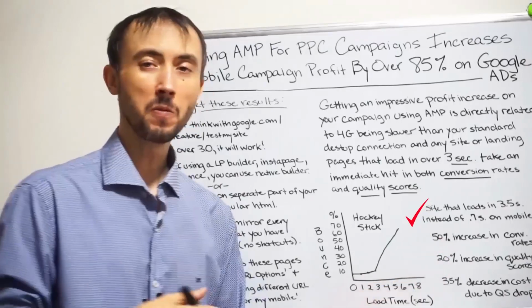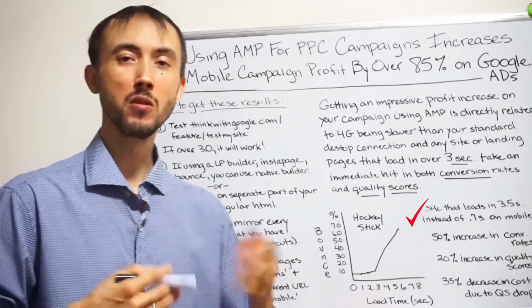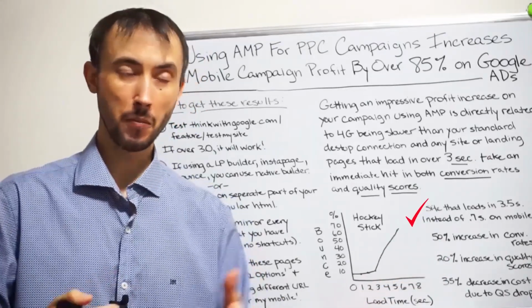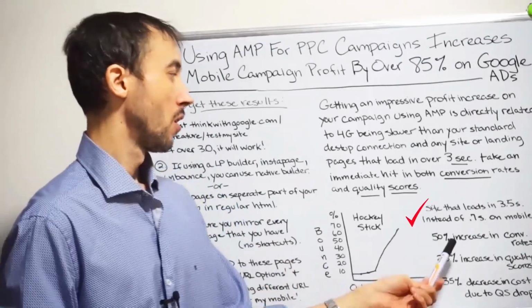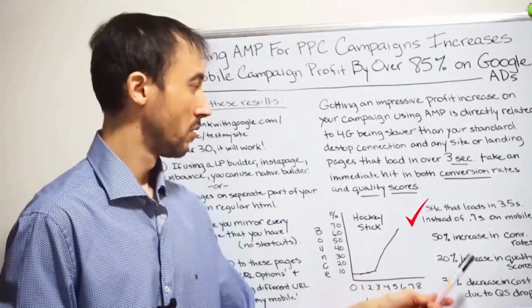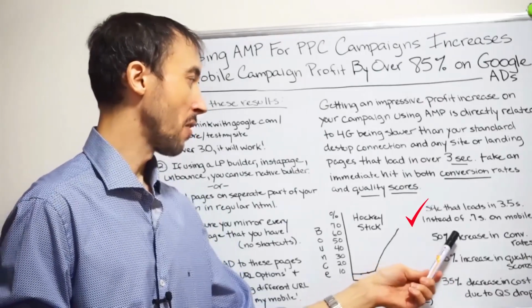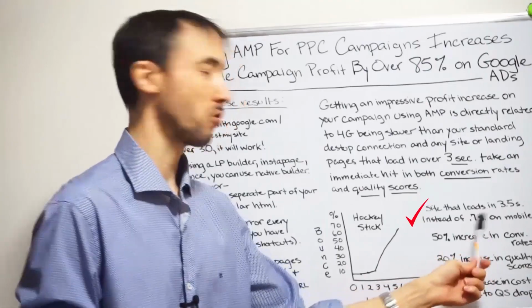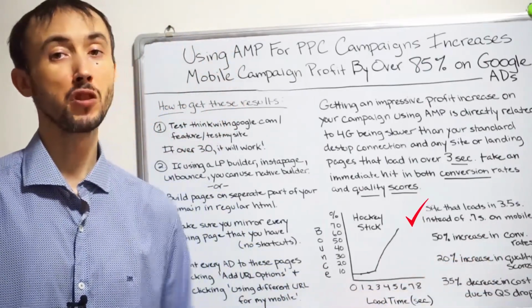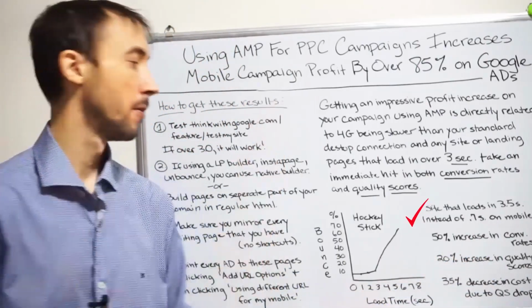So just something you physically can't do without using Google's help via the AMP. So what does that actually do with results? Breaking it down, we had a 50% increase in our conversion rates, going from a 3.5 second to a 0.7 second load time. And all we had to do was use AMP.